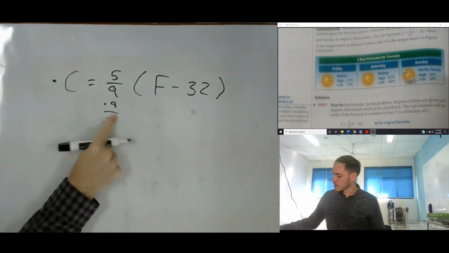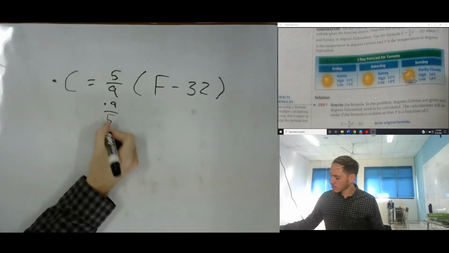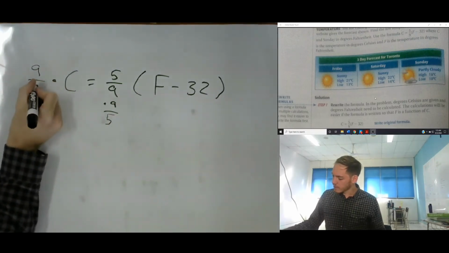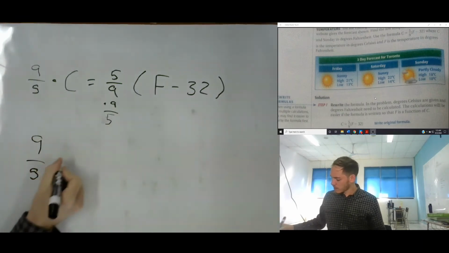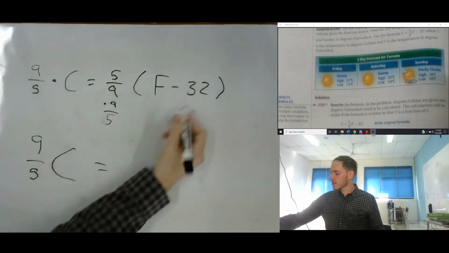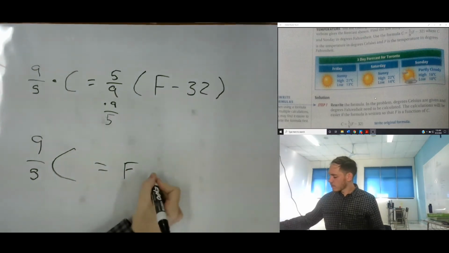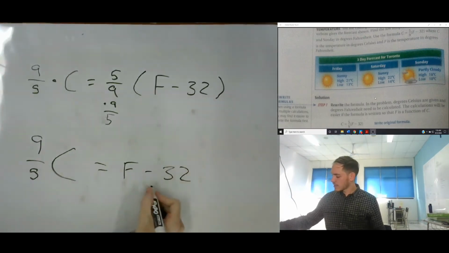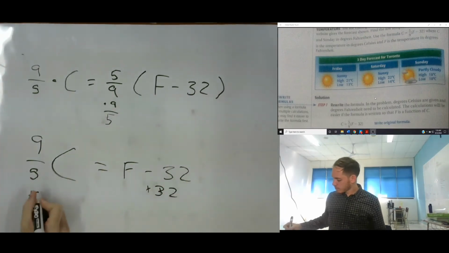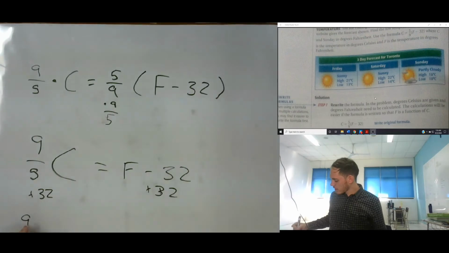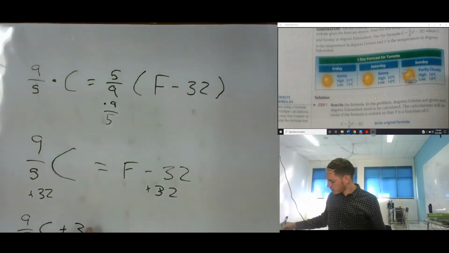So, sorry, that's going to look like 9 over 9. So 9 over 5, these two cancel. So you get 9 over 5 C, and then no longer do you have parentheses, you have F minus 32. And given that, you just add 32 to both sides. And your answer is 9 over 5 C plus 32 equals F.